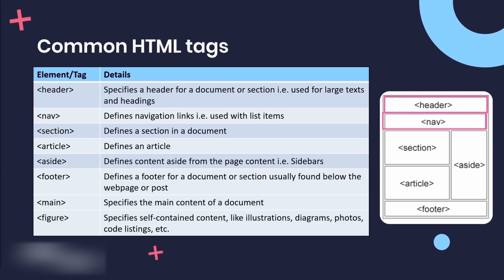Essentially, a nav tag defines navigation links, and we tend to use this in conjunction with list items so that we can list several links within our website or inside of a web page. We also have the section tag, which defines a certain section in the document. So maybe you have a section that's focused on galleries or products or a quoting system. All of these kinds of things come to mind here.